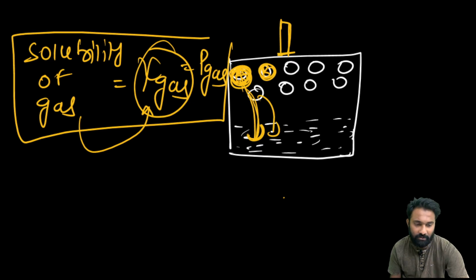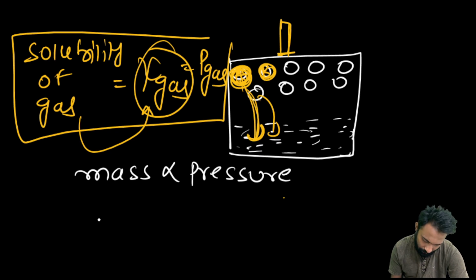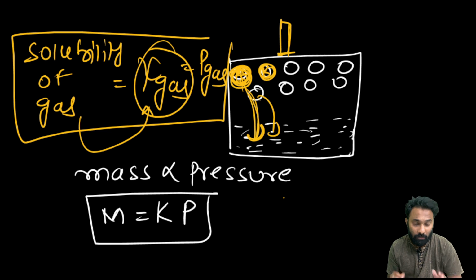So by this, can I give one relation? Mass is directly proportional to the pressure. By removing the proportionality, with a new constant we get m = Kp. Now this Henry's constant relation I will relate with Dalton's law. What is Dalton's law? The total pressure of the solution will be equal to the sum of the partial pressures of the gases.